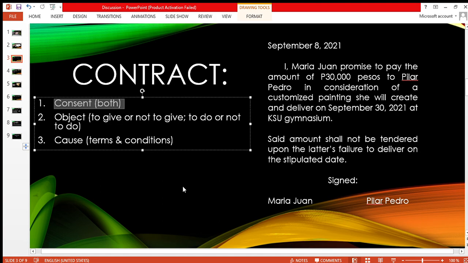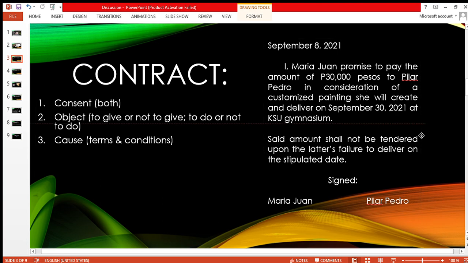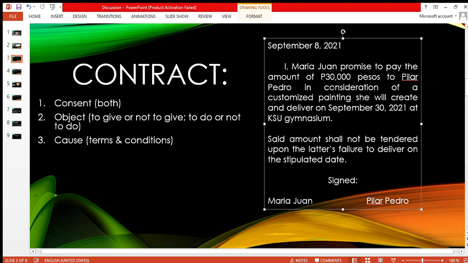Okay, I would like you to take a look at the example here on the right side of your screen. There is a signatory on the bottom part of the statement or the agreement. There is a signatory, Maria Juan and Pilar Pedro. Let's take for an example that they had written their signatures on top of their names.